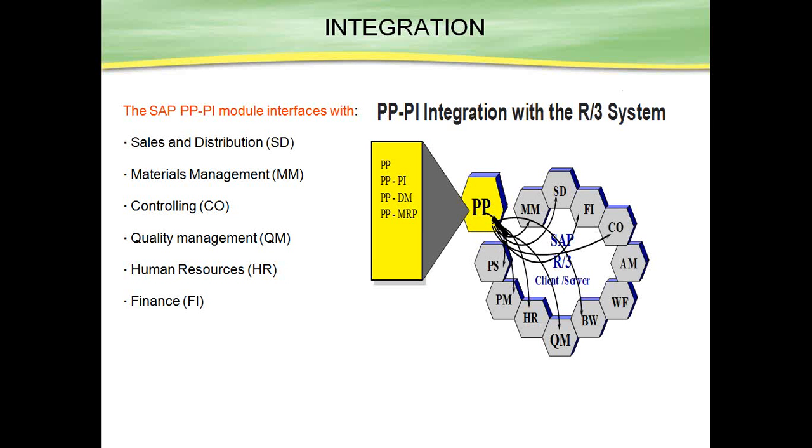During this process, we'll see how SD is linked to PP, how MM is linked, CO is linked, and QM is linked.